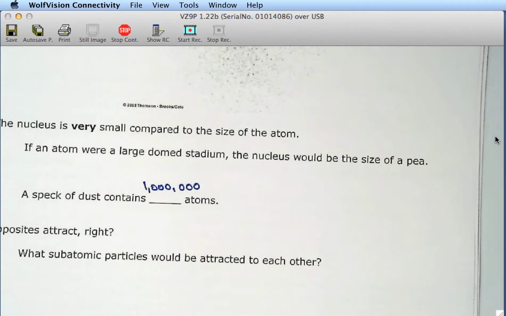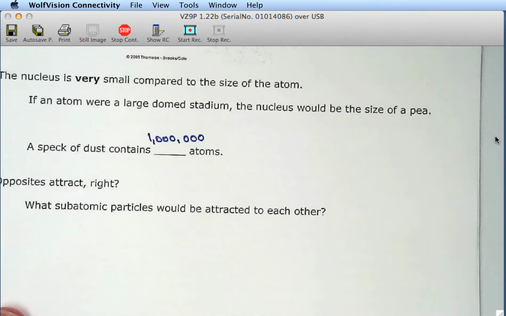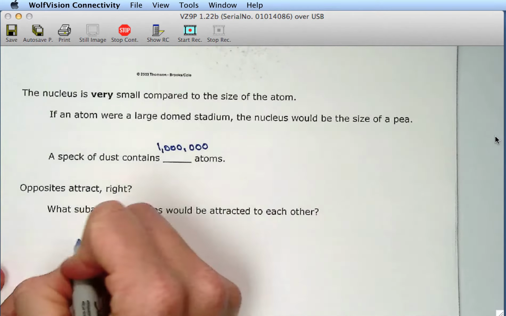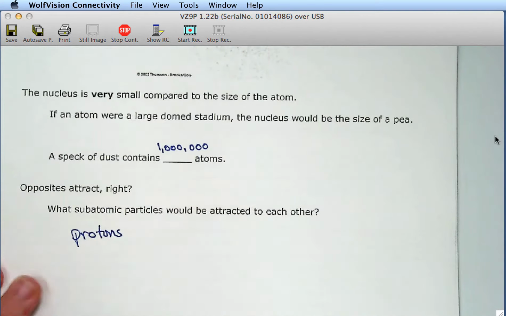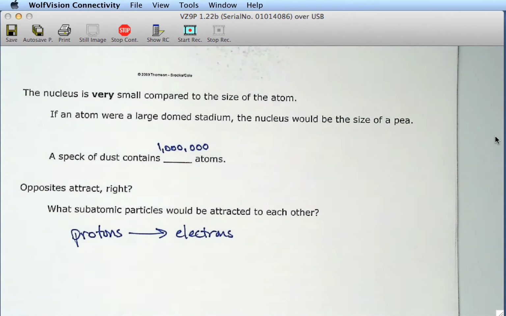So you always hear that saying, opposites attract, right? Sometimes you get tired of it. That doesn't always work. But it does in chemistry. So when you think of opposites attracting within the atom, what subatomic particles would be attracted to one another? The protons are attracted to the electrons. And this is kind of the glue that keeps this atom together. Those electrons don't want to get too far apart from the protons. They can be pretty far apart, but they still stick around because they're attracted to the protons.